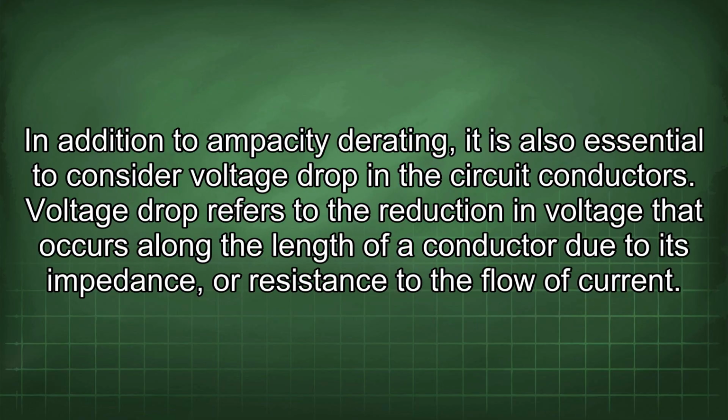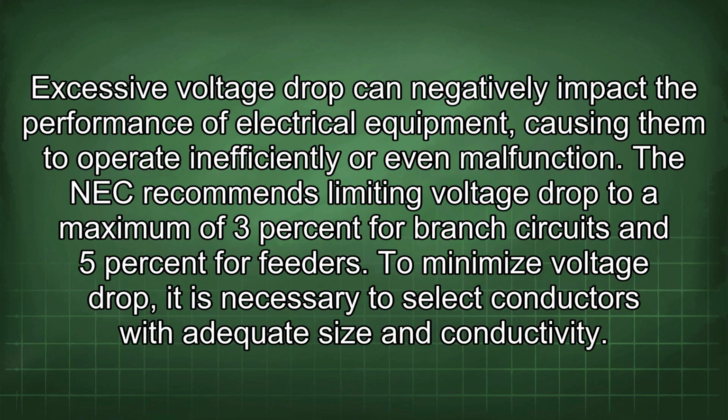In addition to ampacity derating, it is also essential to consider voltage drop in the circuit conductors. Voltage drop refers to the reduction in voltage that occurs along the length of a conductor due to its impedance, or resistance to the flow of current. Excessive voltage drop can negatively impact the performance of electrical equipment, causing them to operate inefficiently or even malfunction. The NEC recommends limiting voltage drop to a maximum of 3% for branch circuits and 5% for feeders.